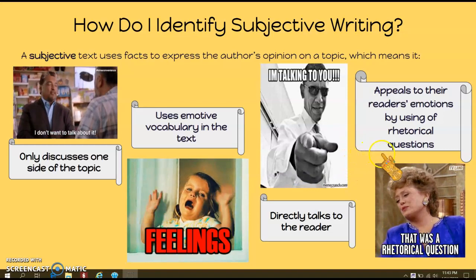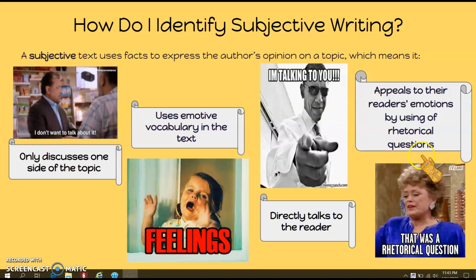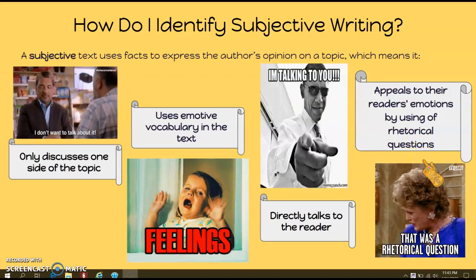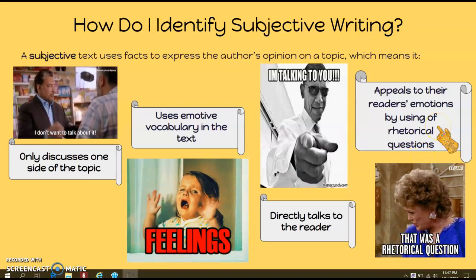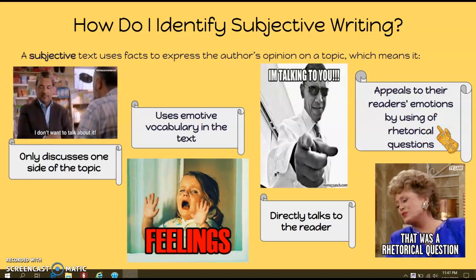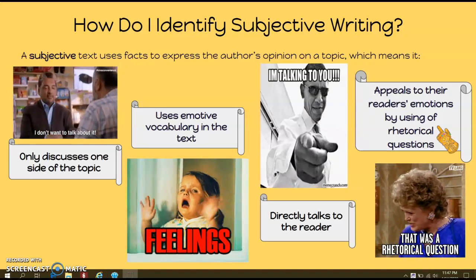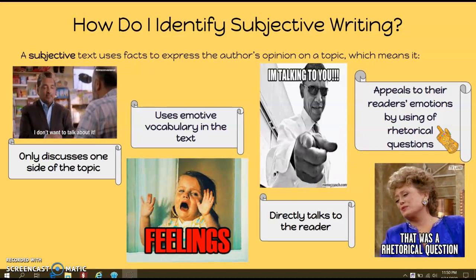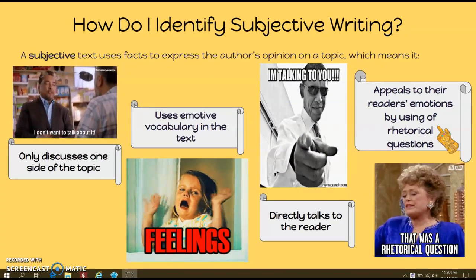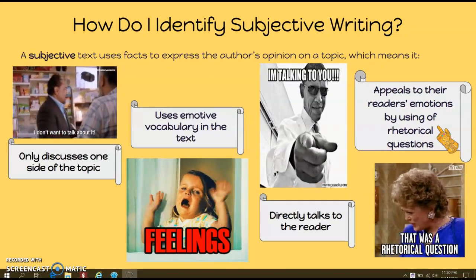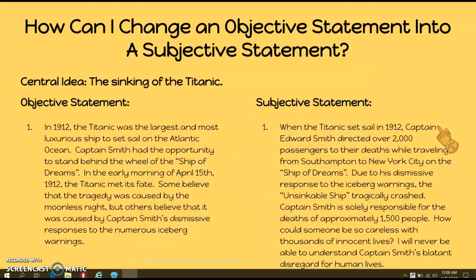Subjective text also appeals to the reader's emotions by using rhetorical questions. If you don't know what a rhetorical question is, it's a question that is asked in order to create a dramatic effect. For example, a rhetorical question could be, how could we let this happen? Or how did I not see that coming?